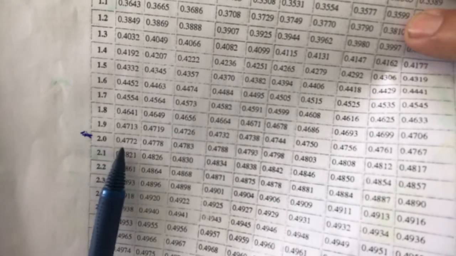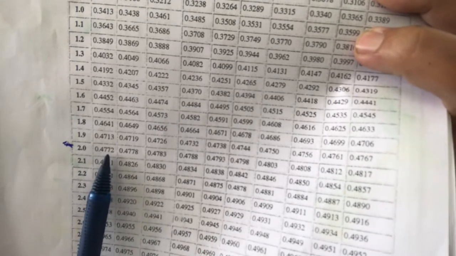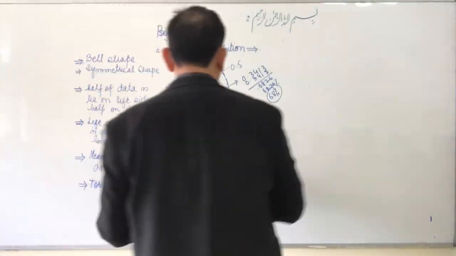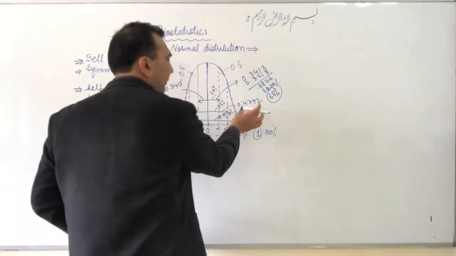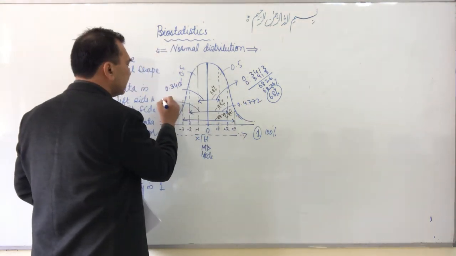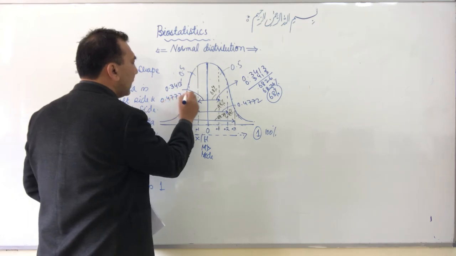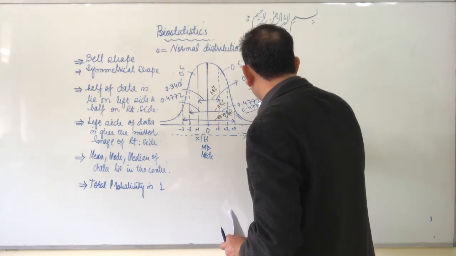Again, we will use the Z table. See, in the Z table, here it is written as a 2. Now see, the value for 2 is 0.4772. 0.4772 is present on the right side and 0.4772 is present on the left side. Now we will add up the left side and the right side.